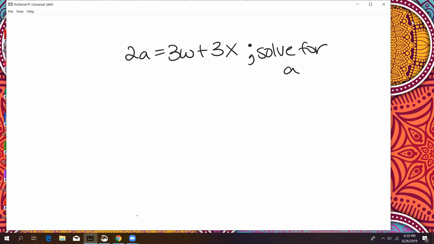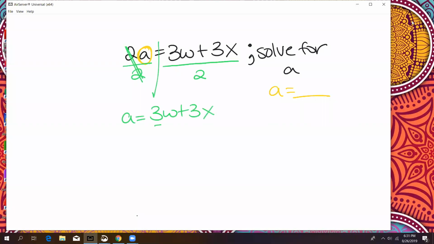Okay, start off easy and ease us in. All right, so if we are solving for A, we want to get the A by itself. If it says solve for A, that means we want to rewrite it so it's A is equal to something. So what's happening is that A is being multiplied by 2. So to get the A by itself, we are going to divide by 2. But remember, the whole part over here has to be divided by 2, not just the 3W or the 3X, the whole part. And so then you are left with A equals 3W plus 3X over 2.